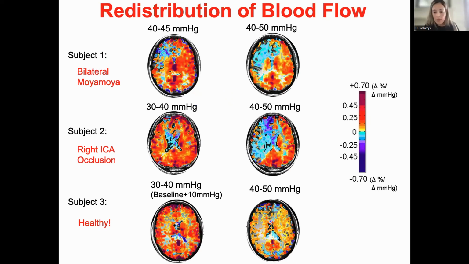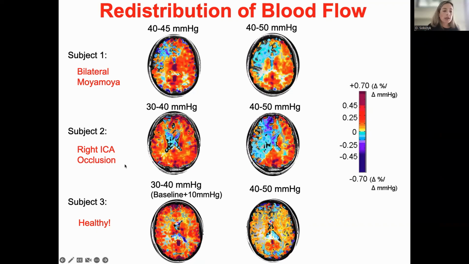Why is that? Well, this is what I initially saw with respect to cerebral blood flow response to CO2. This top subject is someone with bilateral moyamoya, and I measured their CVR going from 40 to 45 and 40 to 50. I happened to do this just by fluke. And you can see that going from 40 to 50, they have much more hemodynamic impairment than going from 40 to 45. And I found that interesting.